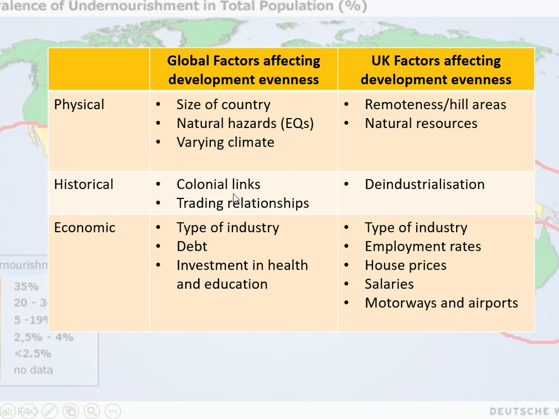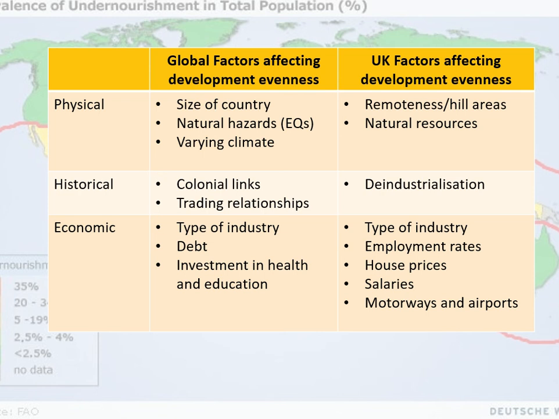Historical factors, globally: colonial links are a big thing, and I'll talk a little bit more about that in a minute. And trading relationships, how established those trading relationships might be between you and other nations. When it comes to the UK's factors that affect development, I hinted at this already with regards to Sunderland. They deindustrialised. Every city that deindustrialised suffered with unemployment, and if they haven't then boosted their level of employment through another industry developing, or maybe the financial sector or something, then they maybe will never recover that wealth, and so that can lead to uneven development.